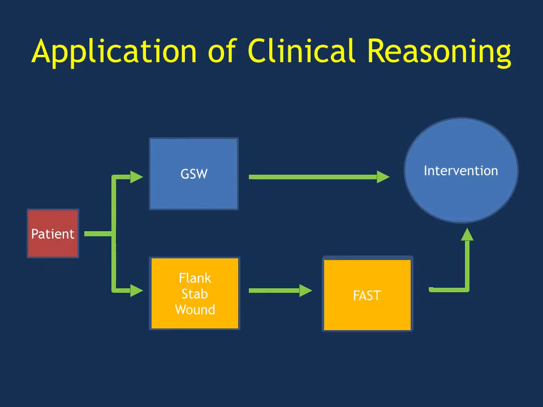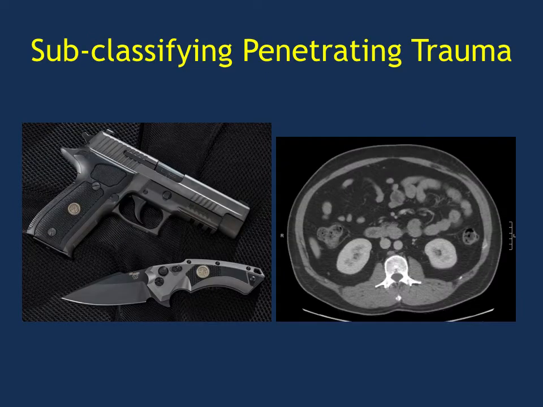Great. So I think, and then FAST is also another way. Is that right? Yeah, you could do a FAST. So easy. So you do it regardless of whether you get a scan or not. I think that kind of helps us organize our thoughts about penetrating trauma. You'd agree, like, yeah.